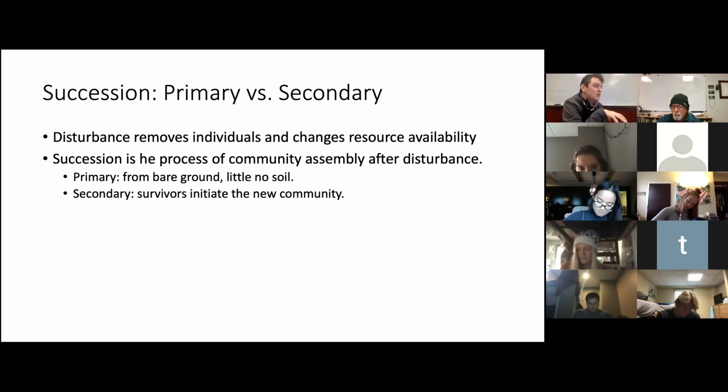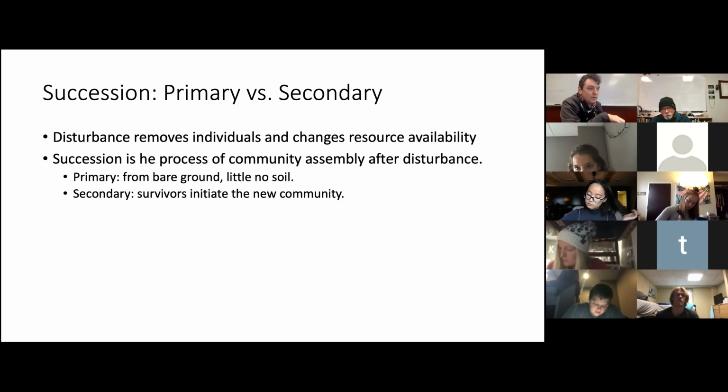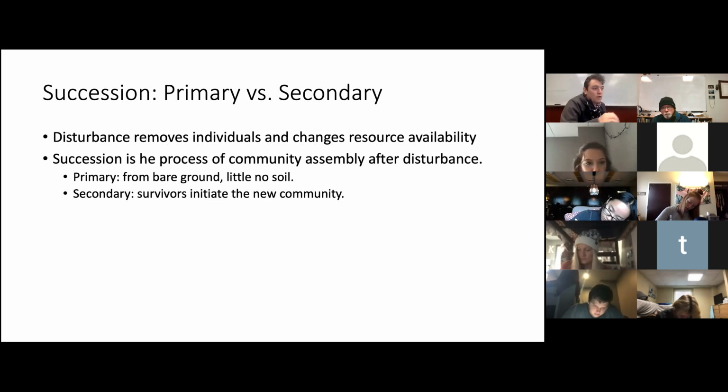The way we distinguish primary and secondary is, to keep it simple, primary succession proceeds from bare ground, little or no soil, total destruction, whereas in secondary succession there are some survivors that can initiate that new community. It's a blurry line, as I hope I conveyed to you with Mount St. Helens. Even where there were debris flows and lahar flows, there were still some ant colonies and some rhizomes that survived. So it's about as close to primary as you can get, but there still were a few survivors.